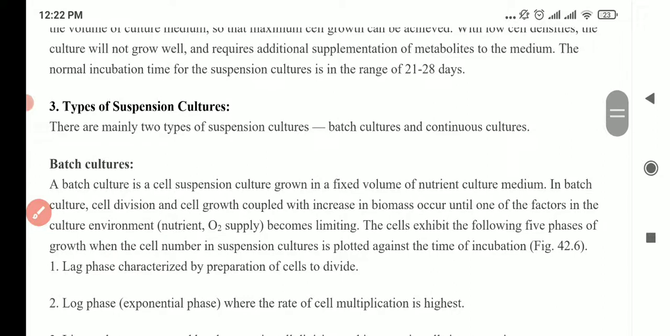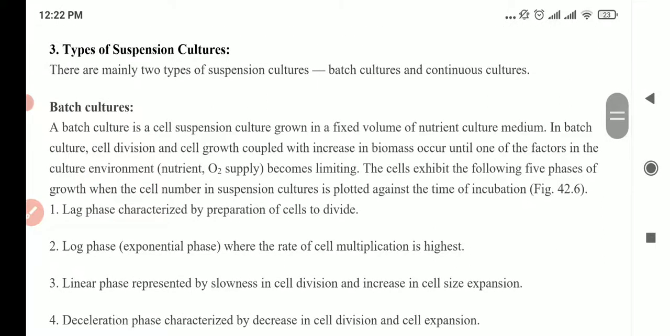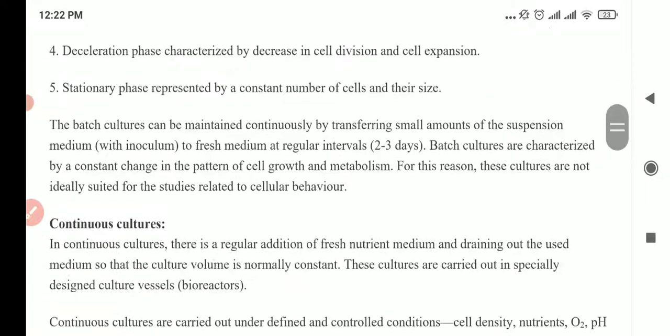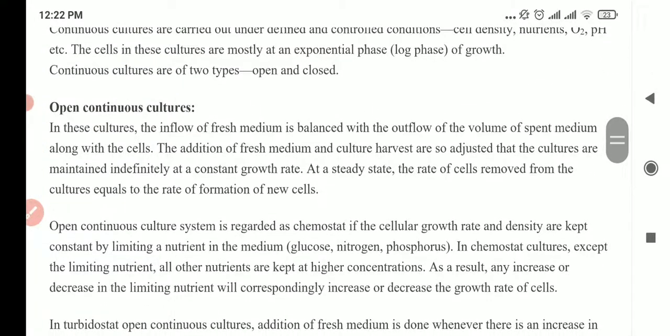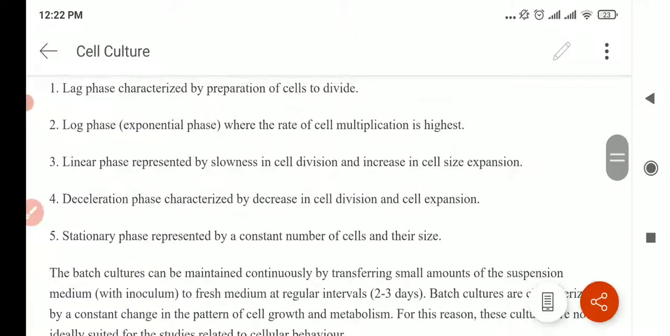Then there are 3 types of suspension cultures: batch culture, continuous culture and open continuous culture. Oh, I have to pause.